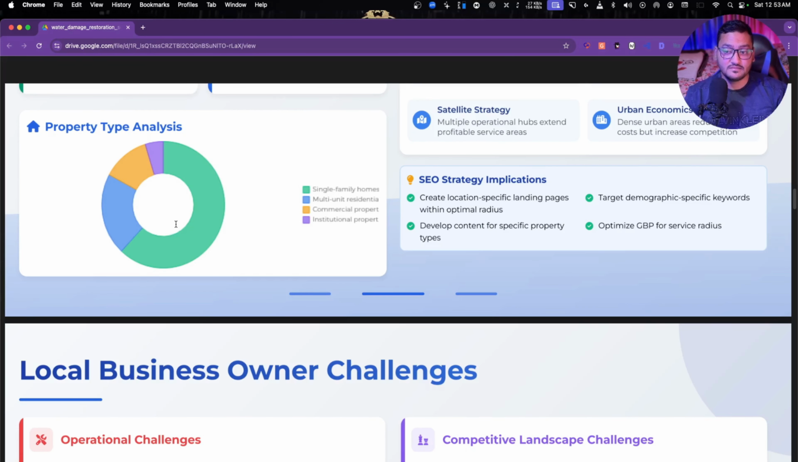And if I show you some additional stats here, property type: single family homes, the ratio is beyond 60%. Then multi-unit residential properties, commercial properties, and then you can see here some institutional property. So in my opinion, I would go and target single family homes and multi-unit residences. These are the leads we are getting most.